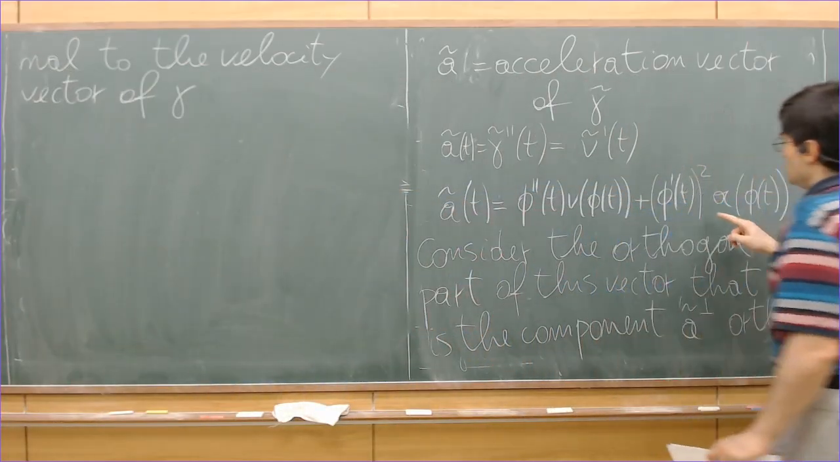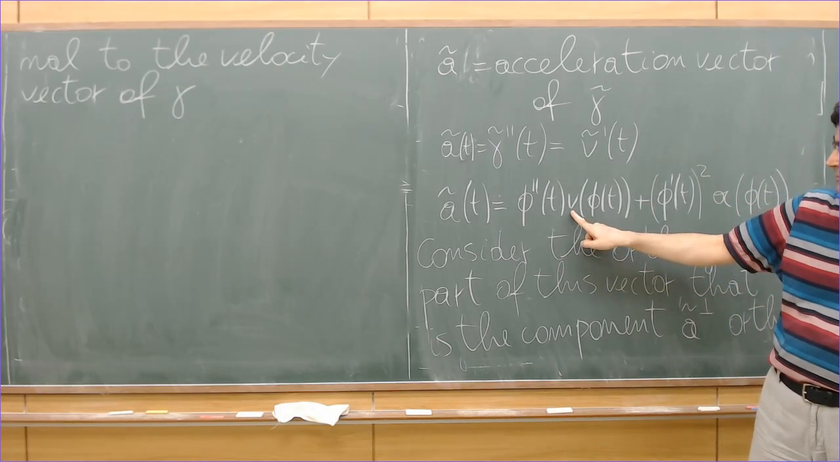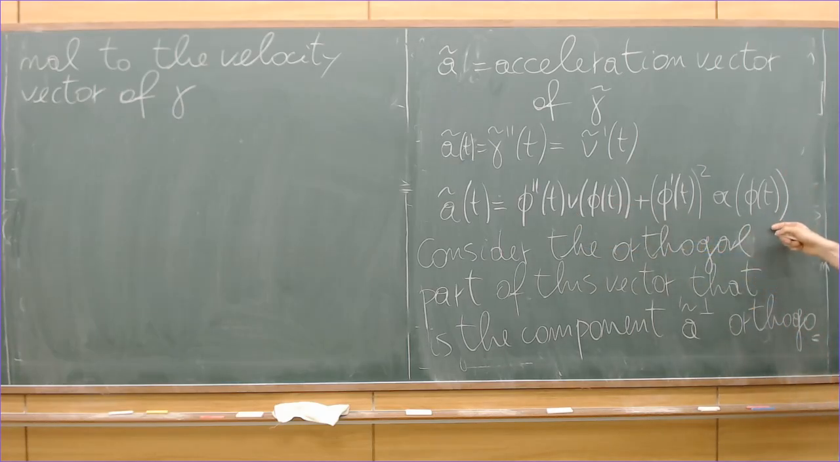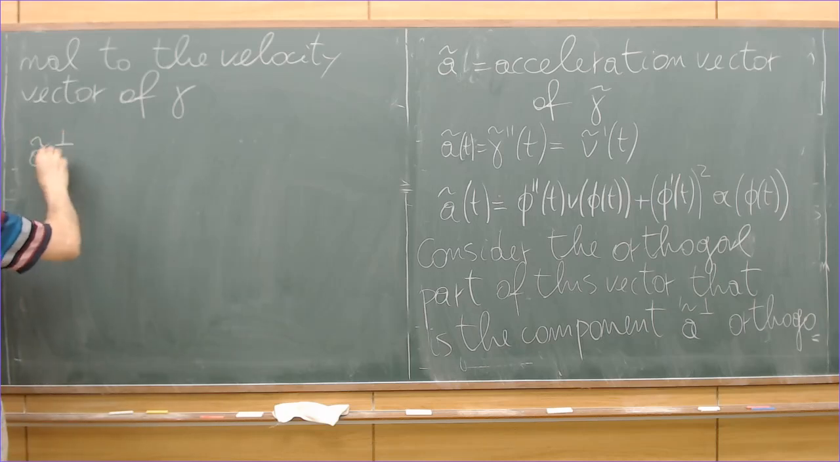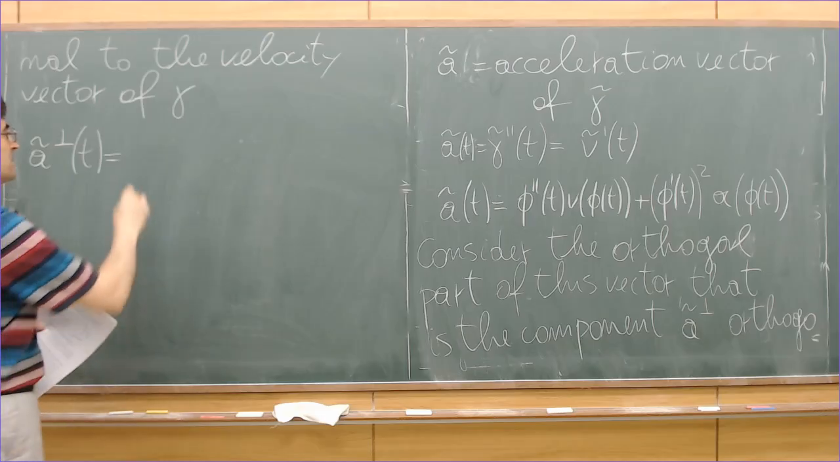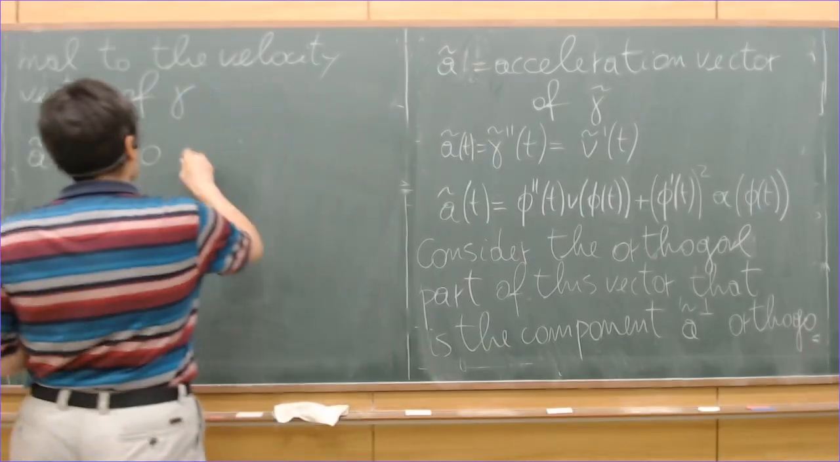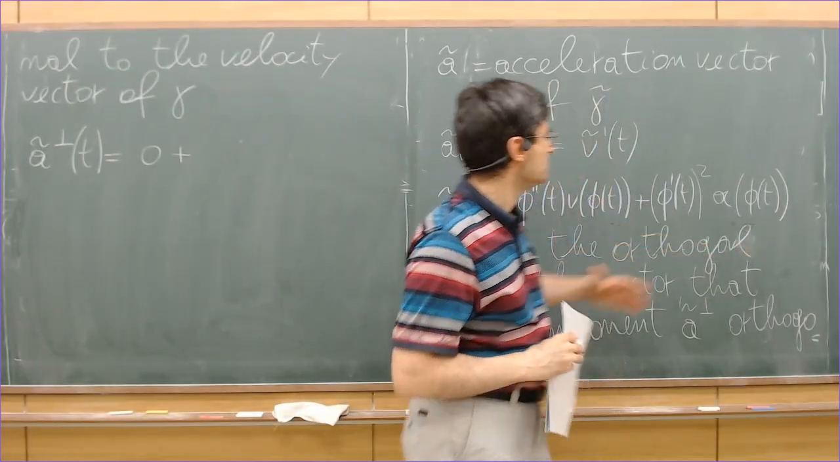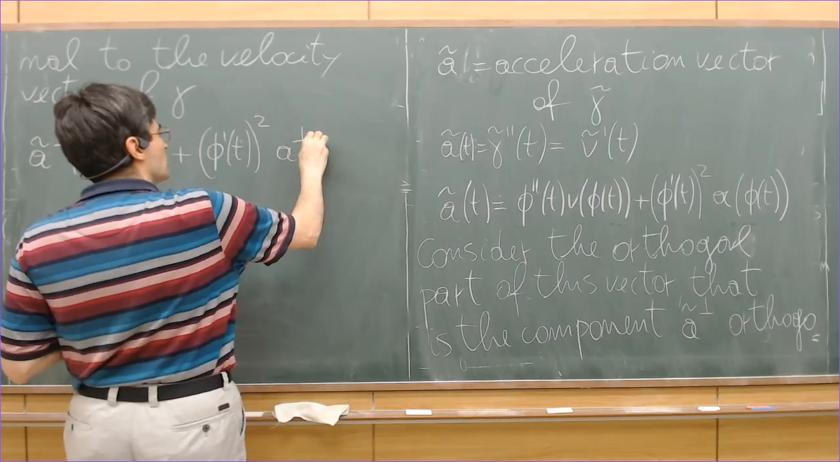Okay, let's observe this formula. There is a component which is parallel to the velocity vector of gamma, and another one involving A, which can have a component which is parallel to V and a component which will be denoted by A orthogonal, which is orthogonal to V. So A tilde orthogonal t is given by 0, because as I told you, this component is parallel to V, plus the orthogonal part of this one, which is phi prime t squared A orthogonal of phi of t.